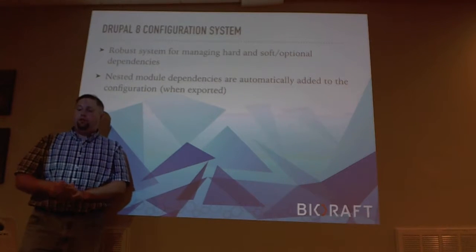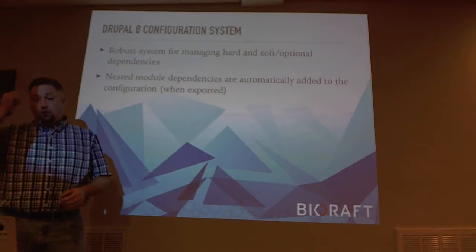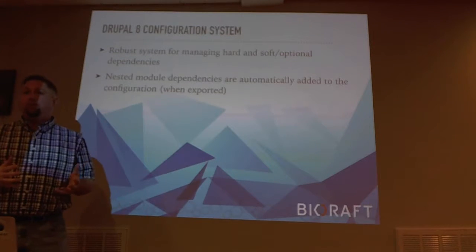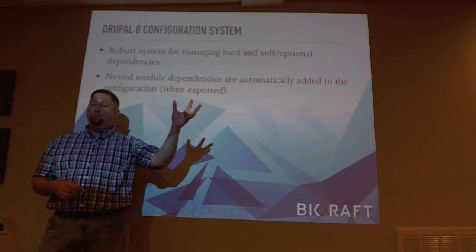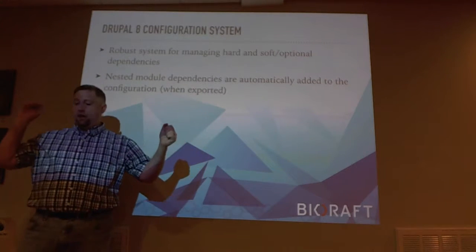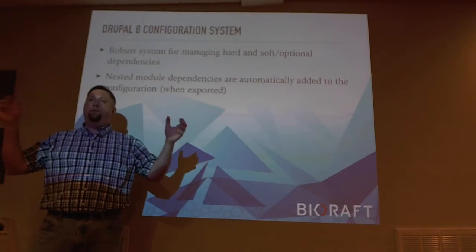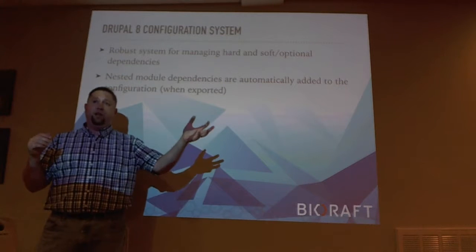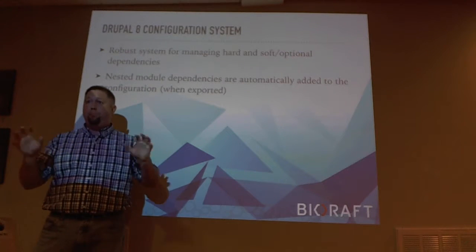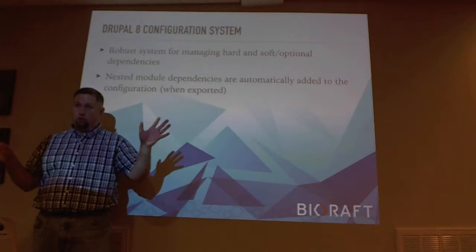The system here for managing hard and soft optional dependencies is really robust. So what I mean by that, let's say you've got a module over here, and it's got another module that it depends on, but you forget to list that dependency in this module over here. You're not going to be able to enable this module. The system's going to say, okay, that's a hard dependency. Now you can't go ahead and install this.